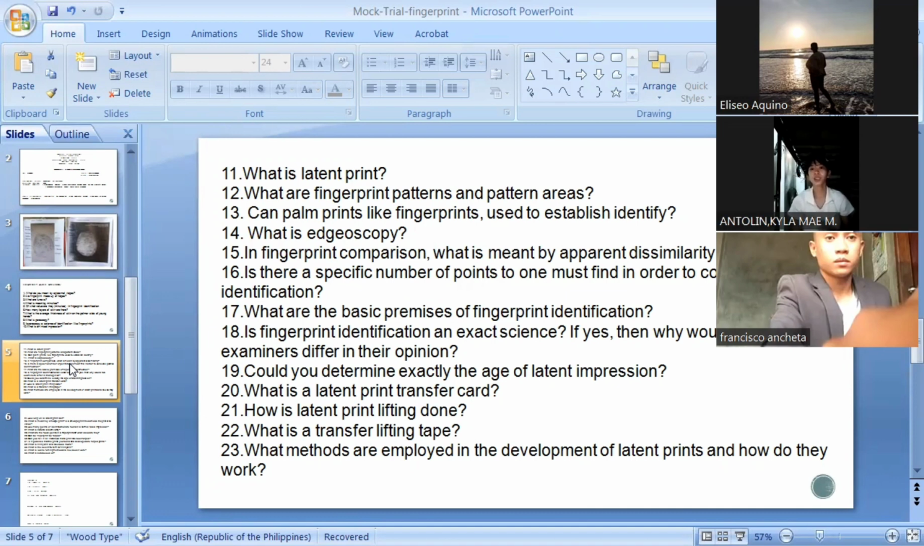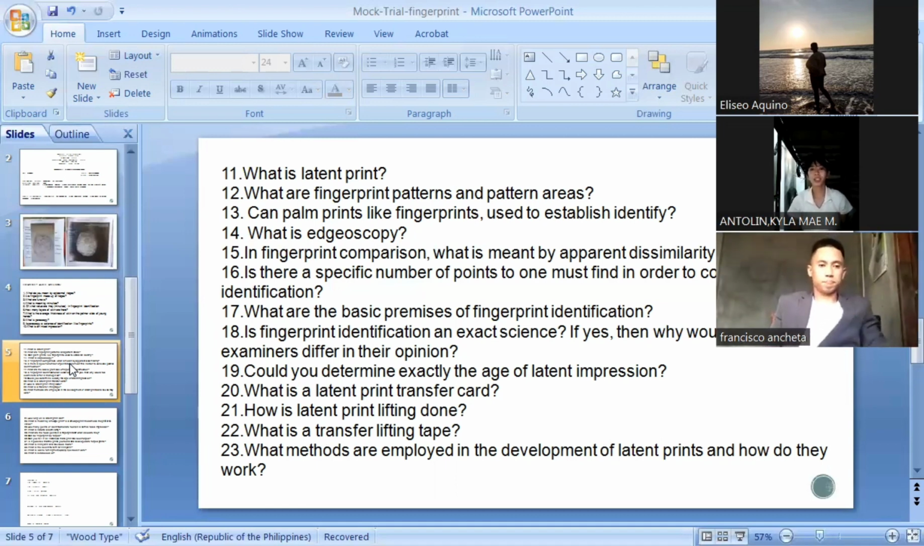23. It's worth noting that the selection of the development method depends on factors like the nature of the surface, the age of the print, and the resources available in the forensic laboratory. 24. Latent prints, which are unseen fingerprints left on surfaces, can last for a variety of times, depending on the environment and the surface in question.